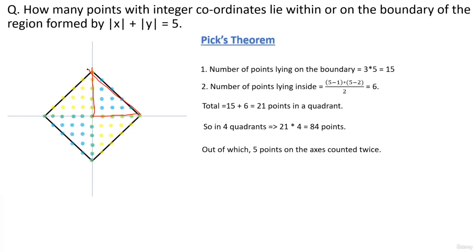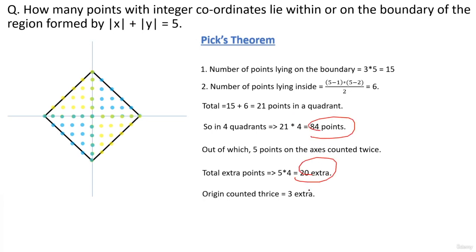Okay, and now of these 84 points, we observe that 5 points are counted twice on all the axes, and the origin has been counted 3 times extra. So from the 84 points that we took, we subtract 20 and we subtract this 3. 84 minus 20 minus 3 is 61. That is the final number of points. Okay, we'll see one more question, guys, based on this.